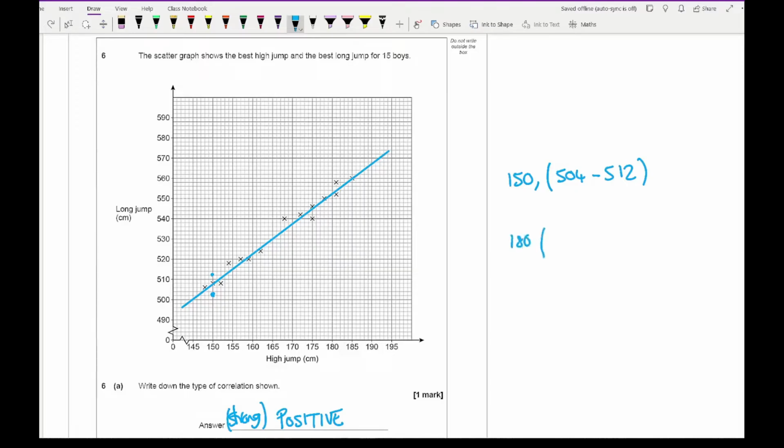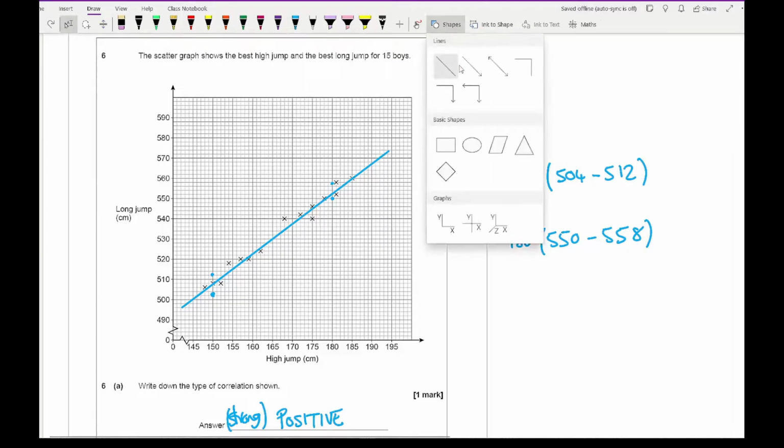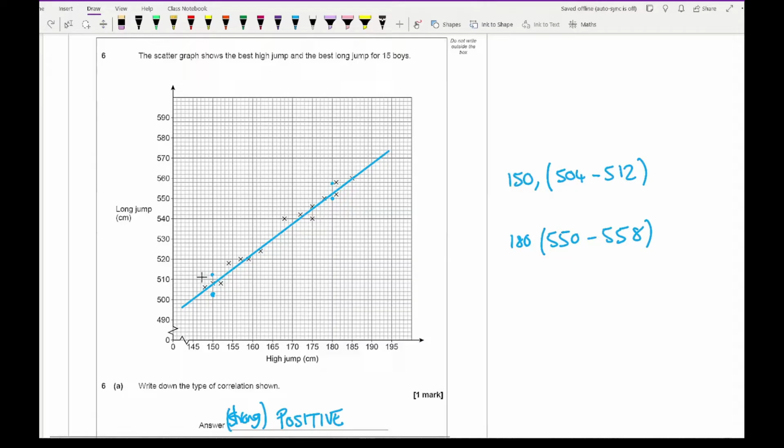And for 180, the y values are 550 to 558. So 180 is here, and then 550 is just there, and 558 is there. Now, if I just quickly draw some lines, just so that you can see where your line of best fit needs to go, let's use a different color.